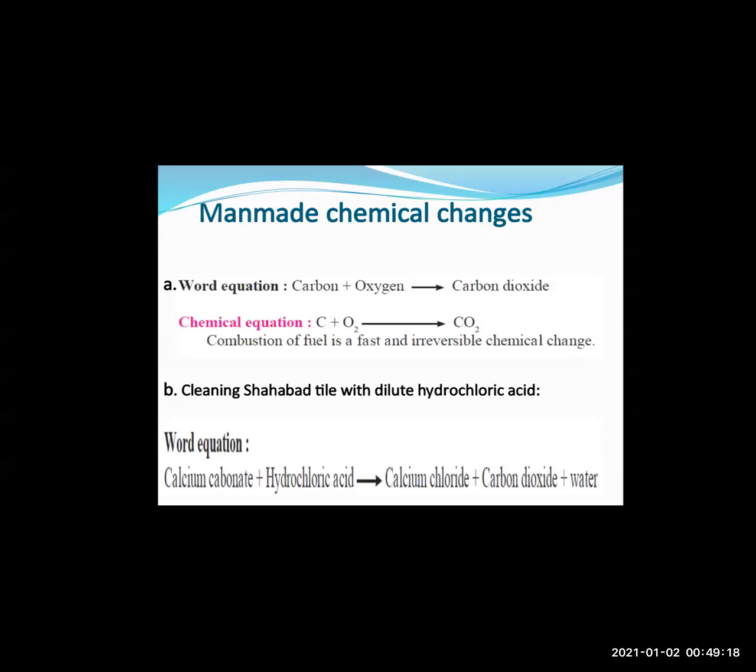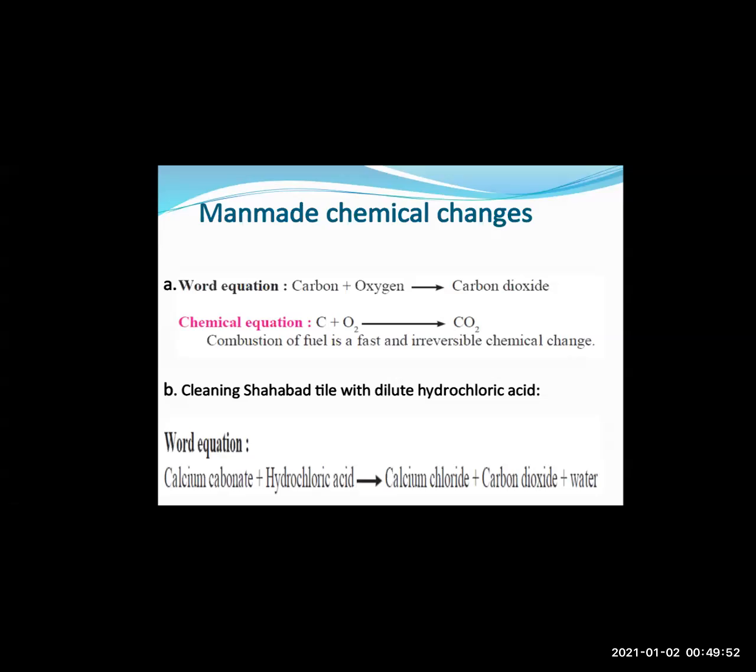Now the second man-made chemical change is cleaning the shahbad tile with dilute hydrochloric acid. You know that hydrochloric acid is also used for cleaning tiles. When hydrochloric acid reacts with calcium carbonate, what reaction takes place? You get three products with this reaction.